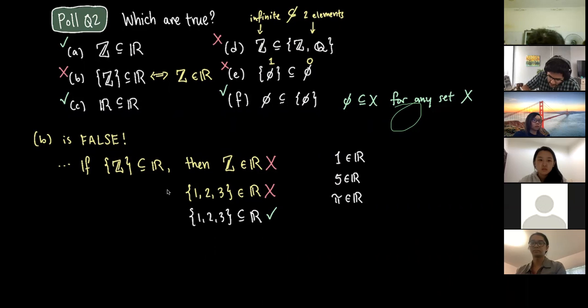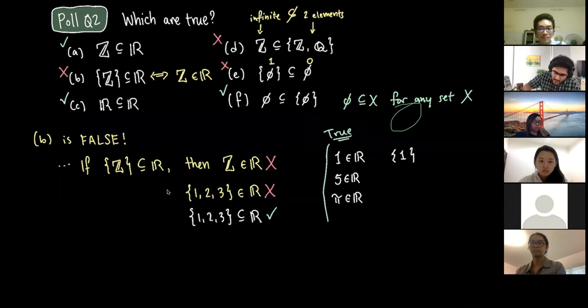Another thing that's true is that all of these are true. I'll say true. All of these are true. The set containing 1 is a subset of the real numbers. Okay.